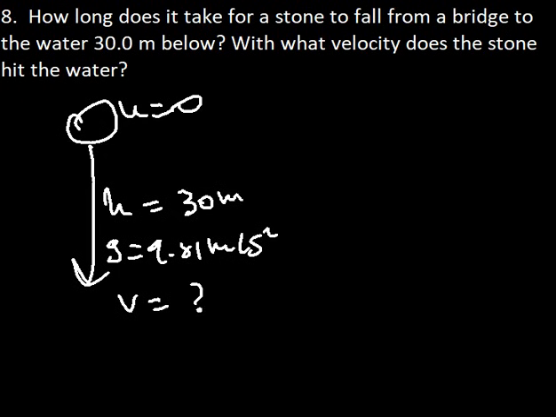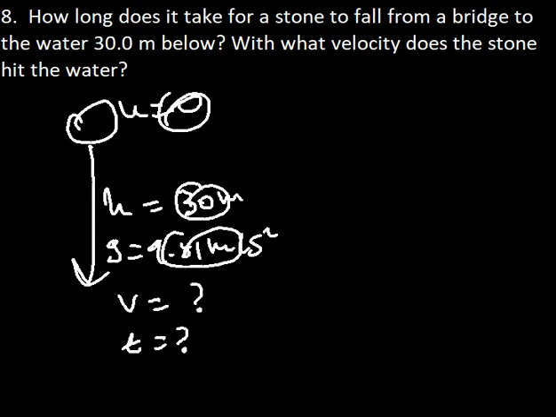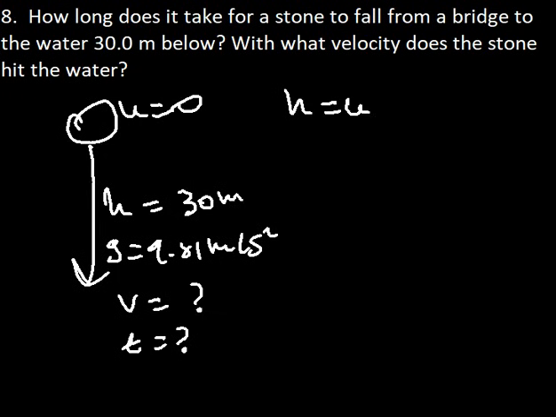And we are also looking for the time for the object to reach the level, to hit the water, that is. So we need to have the time first. So which equation? Since we have the initial velocity, the height and the acceleration, the equation has to be the displacement equation, that we have as the height is equal to ut plus half gt squared.